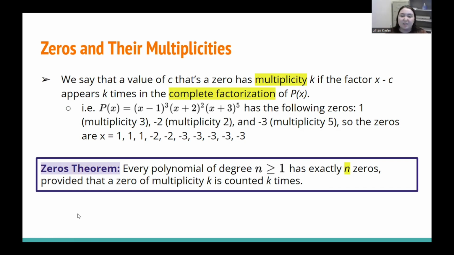We obviously saw in this example right here with p of x, that there were really only 3 zeros, but because of the multiplicity, there ended up being 10 zeros for our polynomial of degree 10. So if you have multiplicity on one of those factors, you would count it that many times as its exponent. So that's really what multiplicity means.